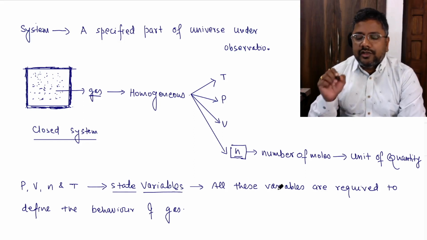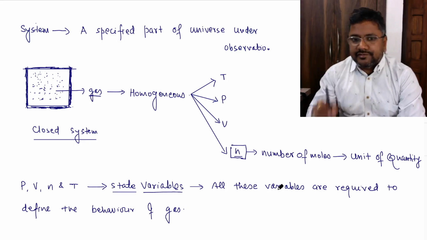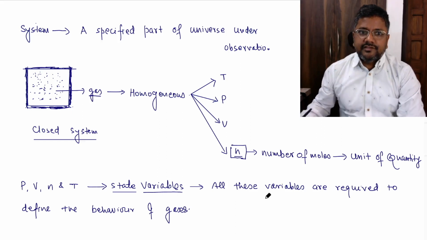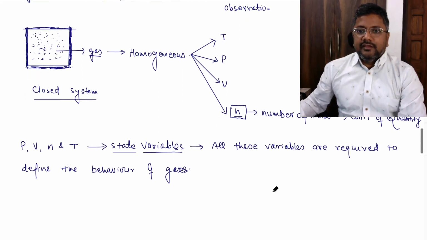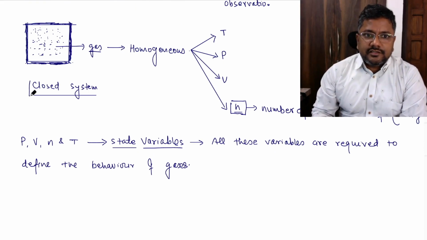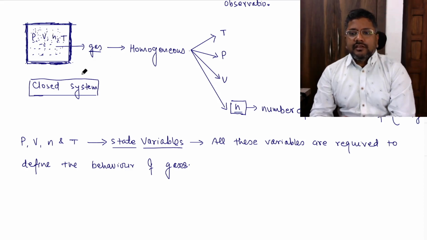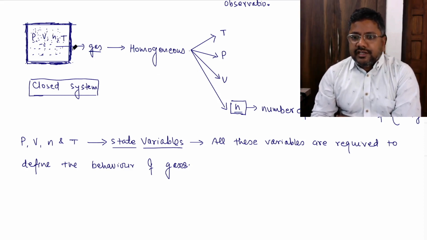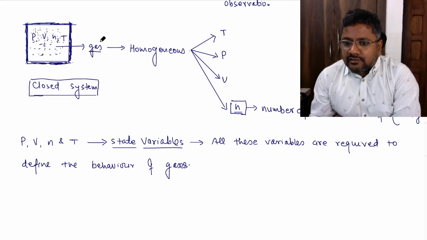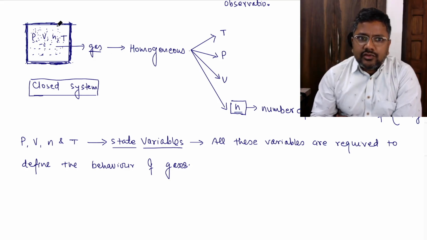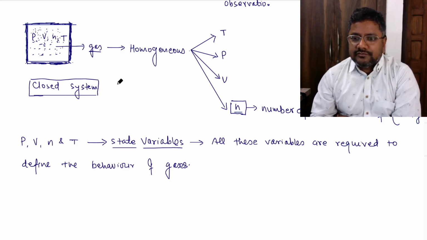And all are required to define the properties or behavior of gases. Right? Now see, this is a system. So all four variables, this system has some pressure, some volume, some quantity, some temperature. We cannot say that temperature is there, pressure is there, but moles are not there. It is impossible. Until or unless you don't have matter here, what is the meaning of pressure and temperature?